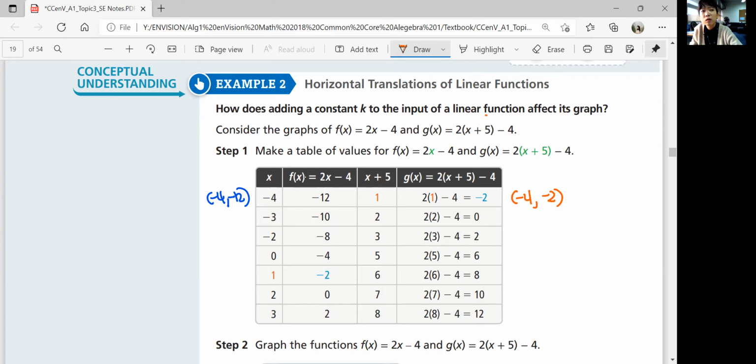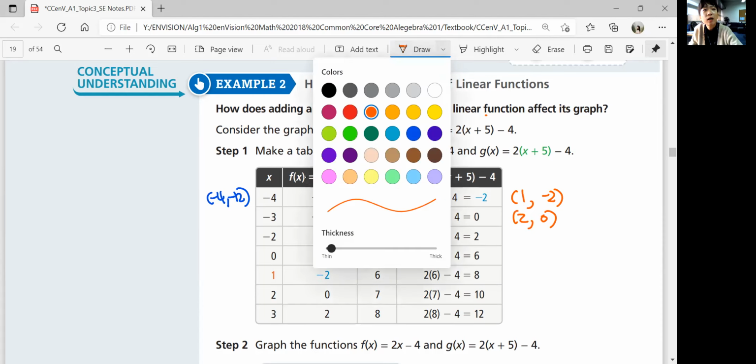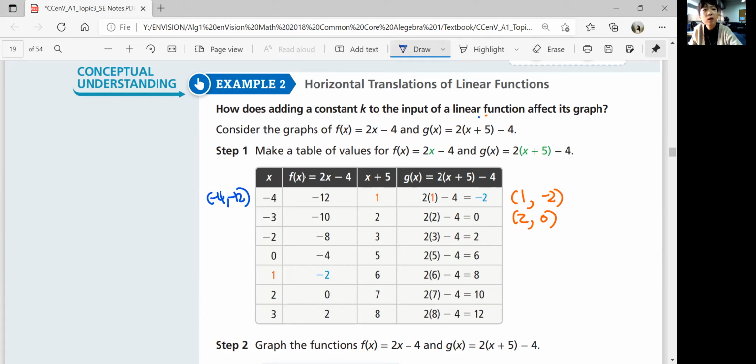Oh wait, yeah, I'm sorry, that's when x is 1. When x is 1, g of x will be -2. When x is 2, g of x will be 0. But look at the other points for 1 and 0. This is 1, comma -2 for f of x. And you have 2, comma 0 for f of x.